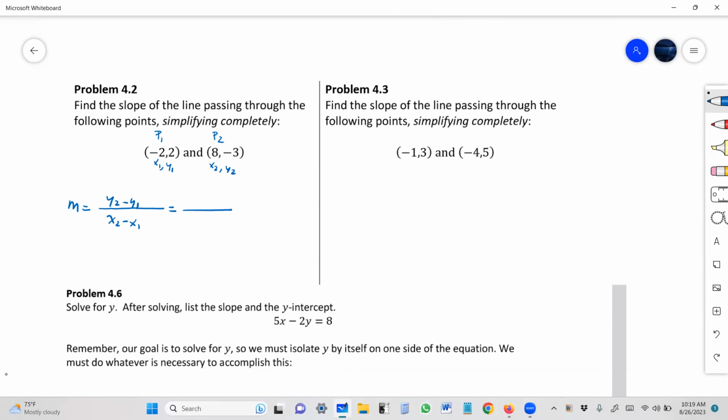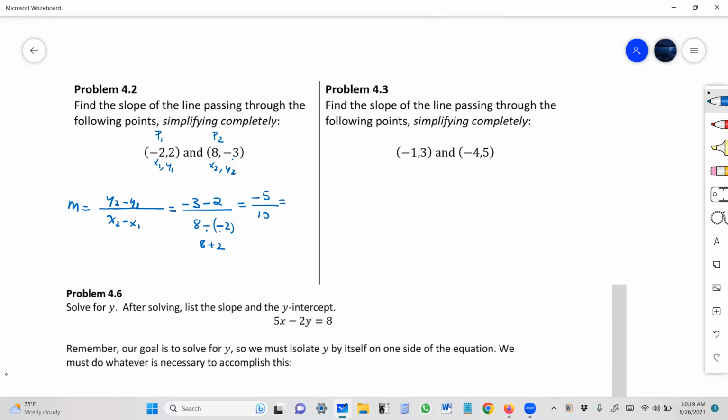Now be very careful, right? y2 is the -3, minus, this is the minus from the formula, y1, which is 2. x2, which is 8, minus x1, which happens to be -2. So be very careful, parentheses -2, okay? This is the minus from the formula, this is the minus from the point. So numerator -3 minus 2 is -5, and this is 8 plus 2, right? Minus times a minus is a plus, 8 plus 2, 10.